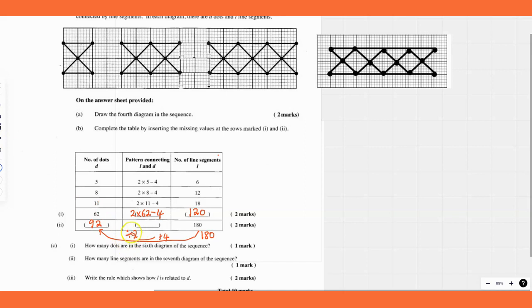Now let's erase this. We worked that out as 92. Now this is very straightforward because we are doubling and then subtracting 4. So for this one, all we need to do is to double 92, right? 2 times 92 minus 4. So we put 2 times 92 minus 4, and that should be in there like that. That's the rule given. So we have answered part B. Now let's move on to part C of the question.